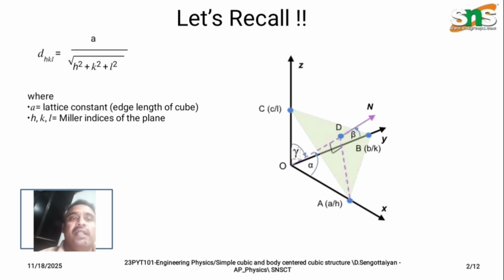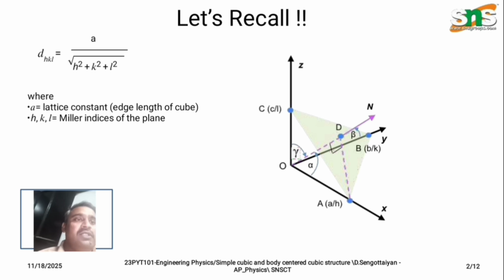So a, the lattice constant, means the length along the x-axis, y-axis and z-axis, and hkl are the Miller indices. We all know that Miller indices find the direction of the plane, using the reciprocals. Finally, the values are reduced to the minimum numbers, which are the Miller indices.